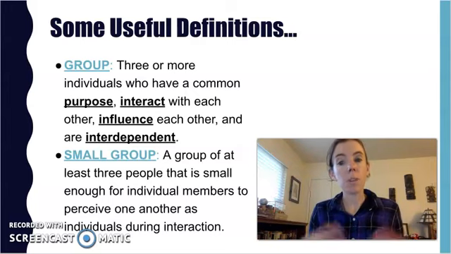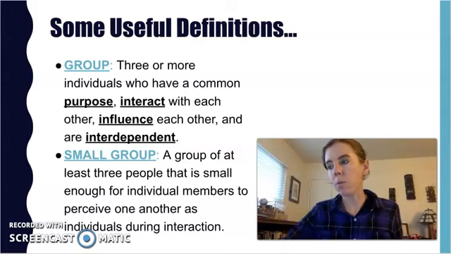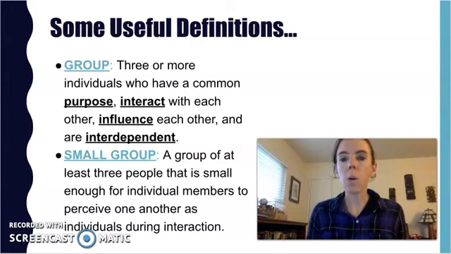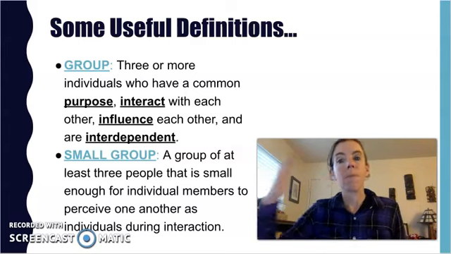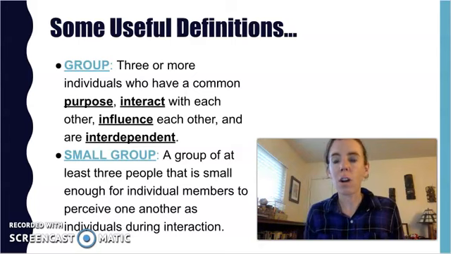And a group could be really, really big. I mean, a group could be 200 people, it could be 2,000 people, or it could be small. And in this class, clearly we're studying small groups. So that's 3 people, and the number is in question. It's got to have at least 3.